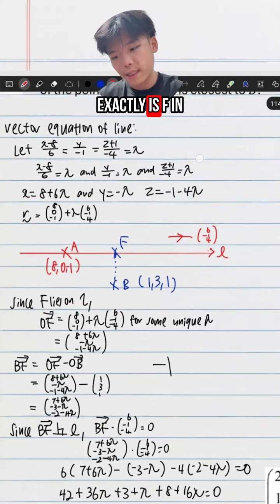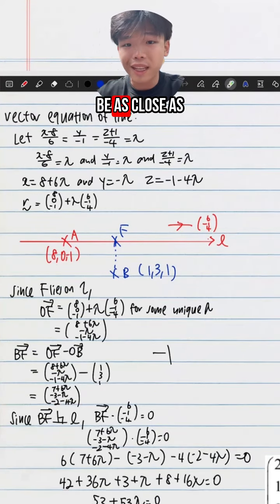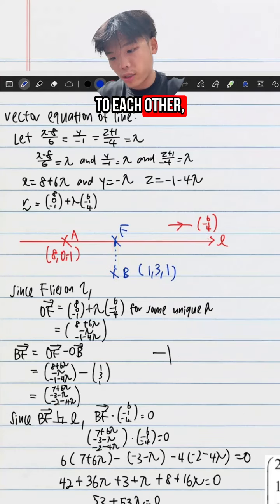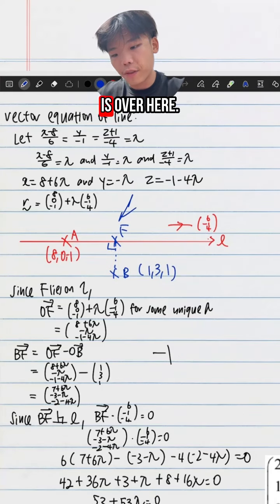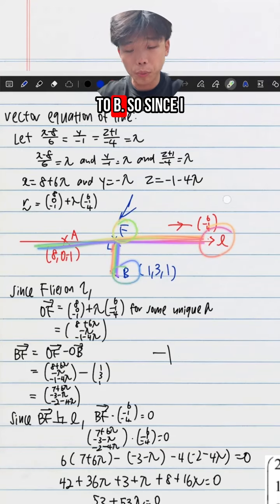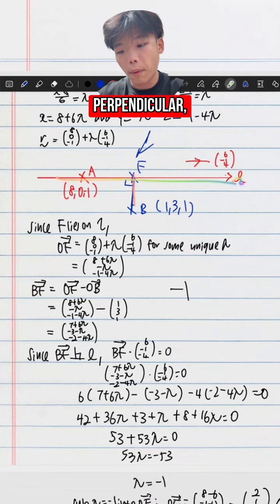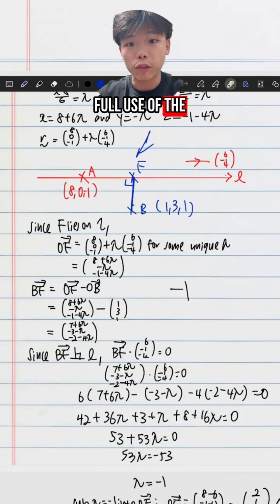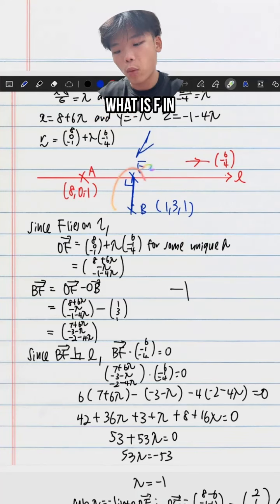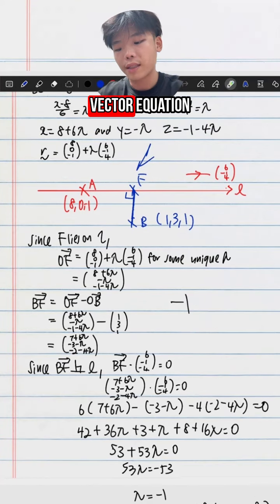So where exactly is F in this instance? For a point to be as close as possible to another point, they must be perpendicular to each other, which means that if I say F is over here and I draw a line that connects B to F, this line is definitely going to be perpendicular to L since F is as close as possible to B. So since I know that these two lines are perpendicular, that's where I can make full use of the knowledge of dot product, which is something that I'll use later on. But before that, I first find out what is F in terms of the vector equation of the line.